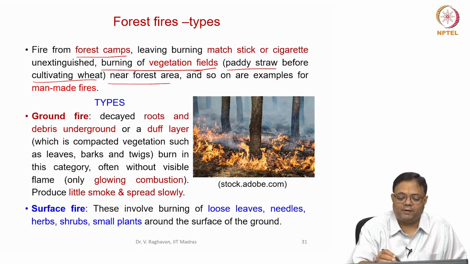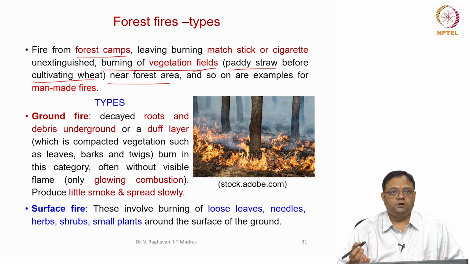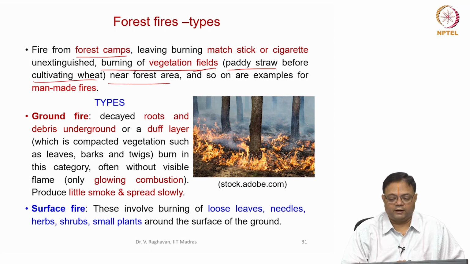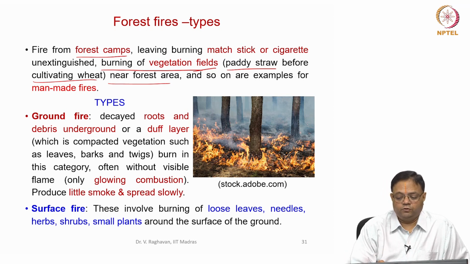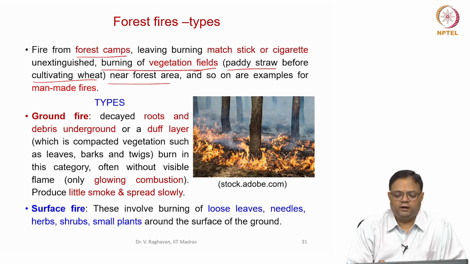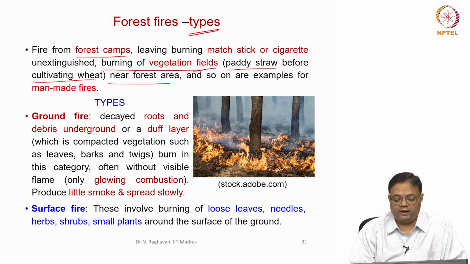But if these vegetation fields are near a forest area, this can cause a forest fire. You can see that the man-made causes can be avoided, but the natural causes we cannot avoid. They may occur without the people who are trying to guard the vegetation sensing it. So now the forest fire types are discussed in this slide.